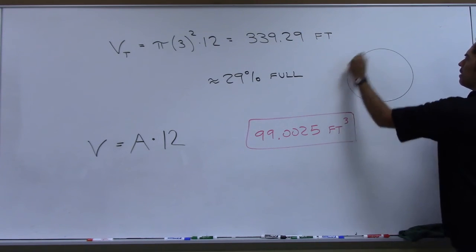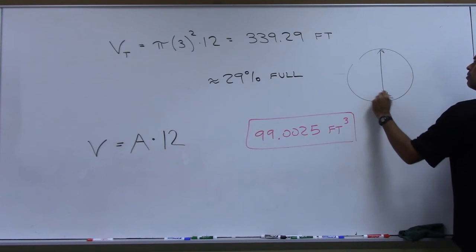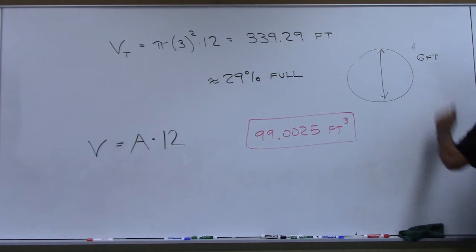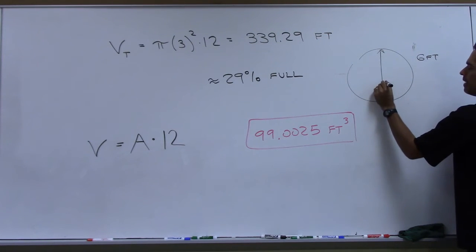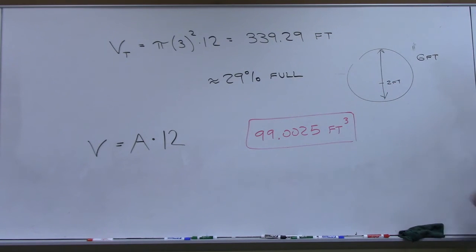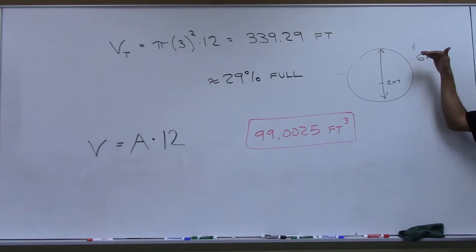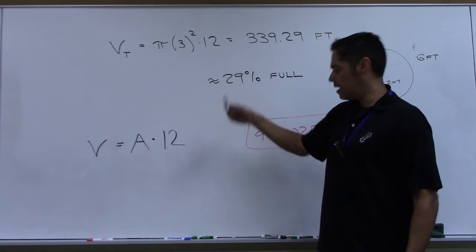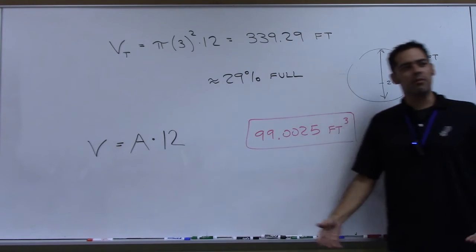how tall is the tank? 12 feet? Sorry, 6 feet, right? 6 feet. And if we're 2 feet high, we are a third of the way up the tank, right? Are we a third of the way full? Not quite. A third would be what percentage? 33.333.